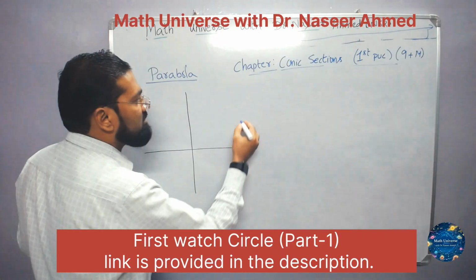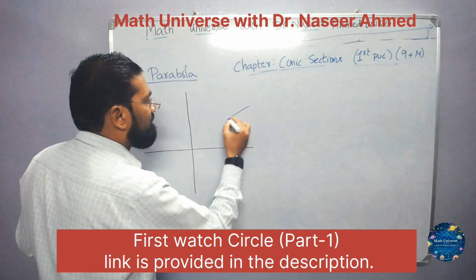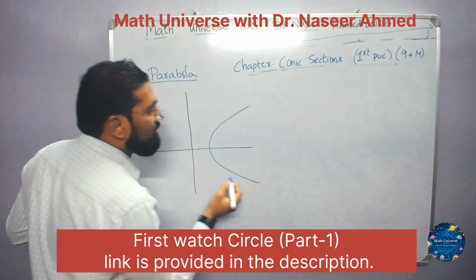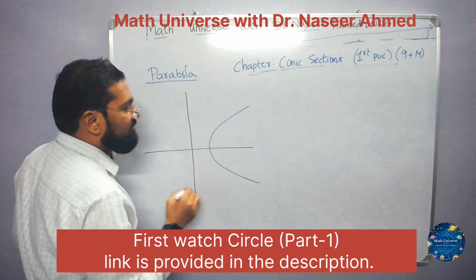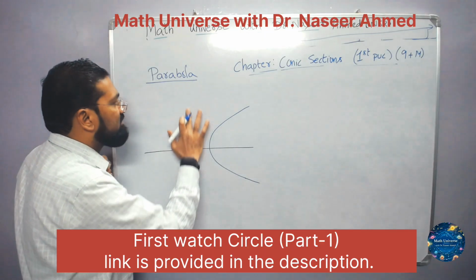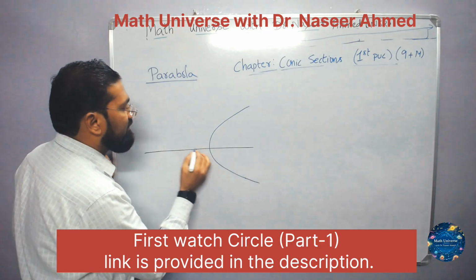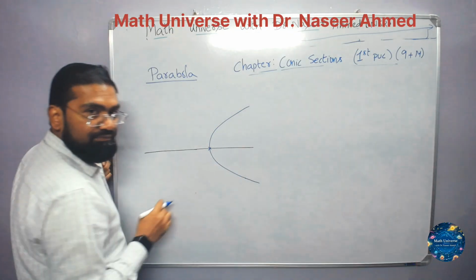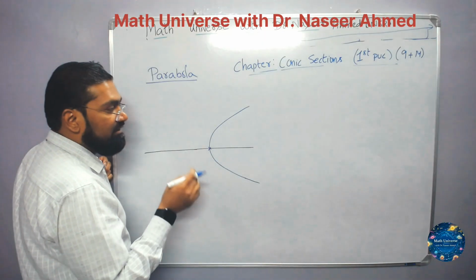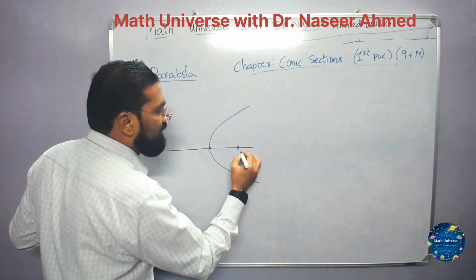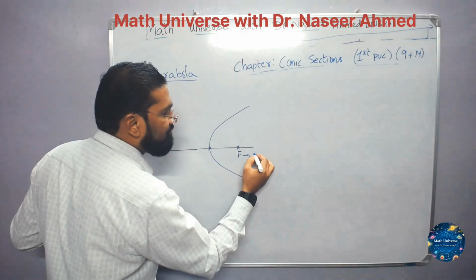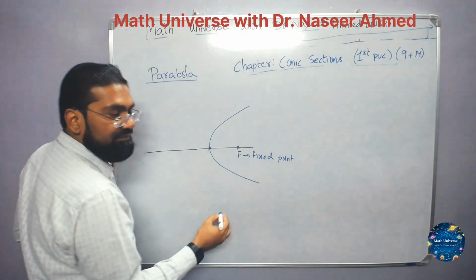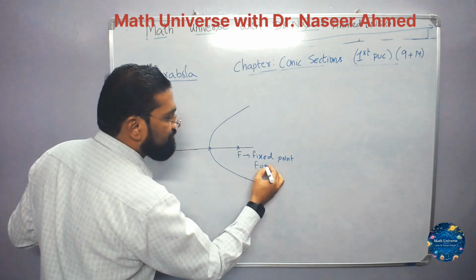I have got a figure, a diagram. Now under what condition are we going to obtain it? We are saying that it is the set of all points. Let's not have this; let us have only a line cutting the parabola here. So it is the set of all points such that each is equidistant from a fixed point. That fixed point we call the focus.